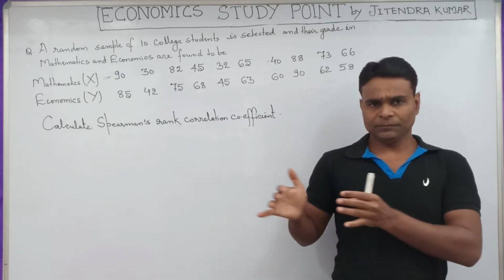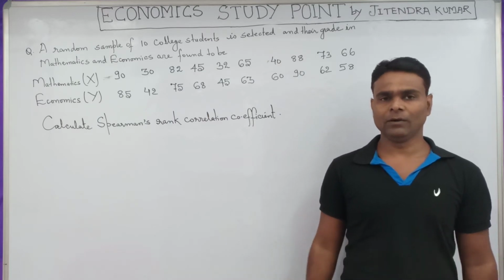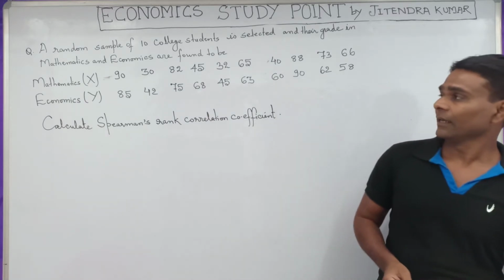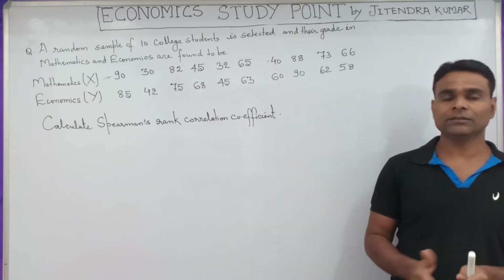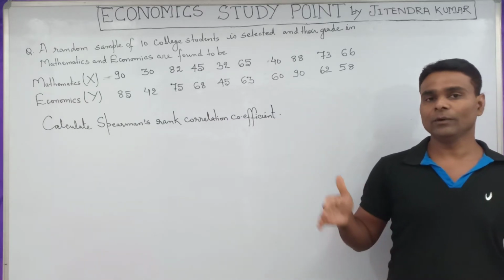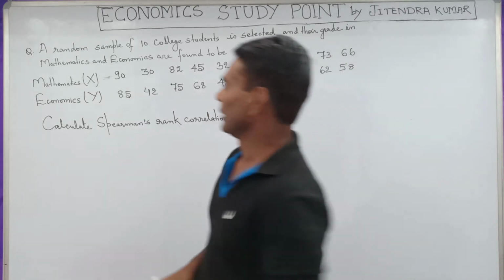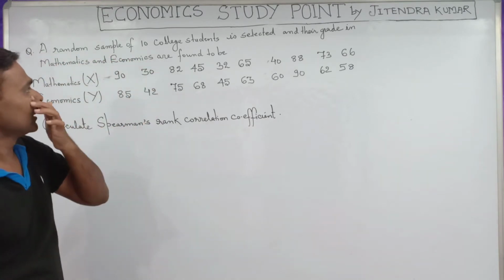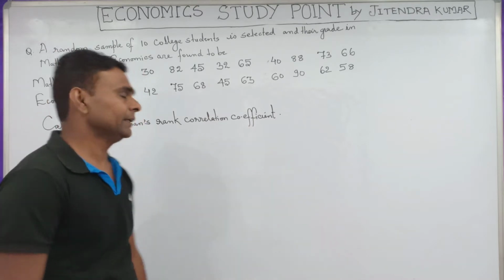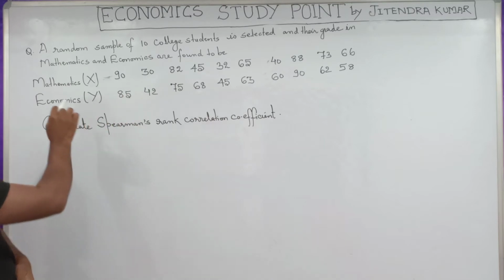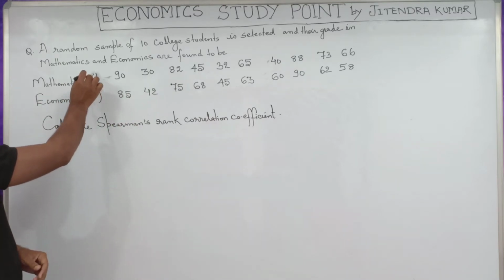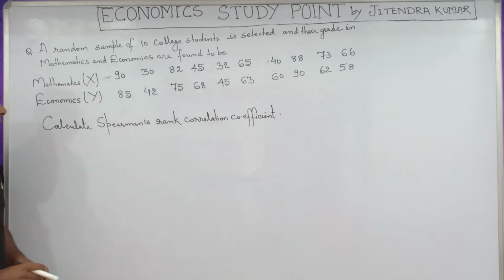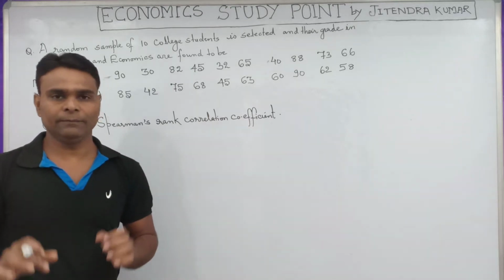Today, under this video, I will discuss another problem of Spearman rank correlation coefficient. For that purpose, I have written a question which is frequently asked in the IGNOU MA Economics examination. The question tells us: a random sample of 10 college students is selected and their grades in mathematics and economics are found to be mathematics, say capital X, and economics marks, say capital Y. Calculate the Spearman rank correlation coefficient.